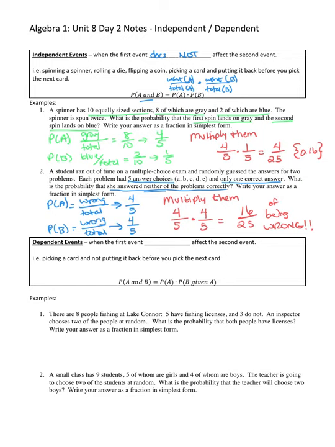Now we're going to look at dependent events. Dependent events mean the first event does affect the second event. For instance, picking a card out of a deck and not putting it back. Picking a marble out of a bag and not putting it back.